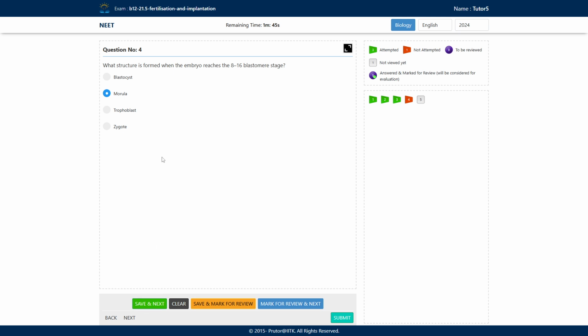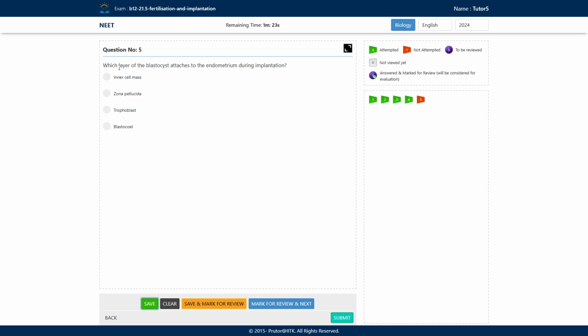Okay, and then the blastocyst. The outer layer of the blastocyst is known as the trophoblast, which helps in the attachment of the blastocyst to the uterine wall. The blastocyst also consists of the inner cell mass, which will develop into the fetus. It also consists of a blastocoel, which is a fluid-filled cavity.